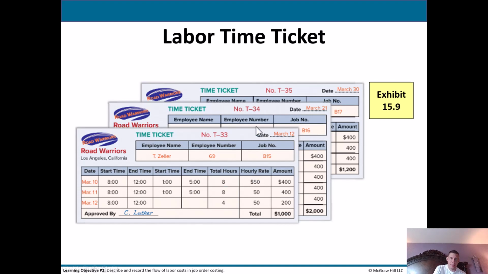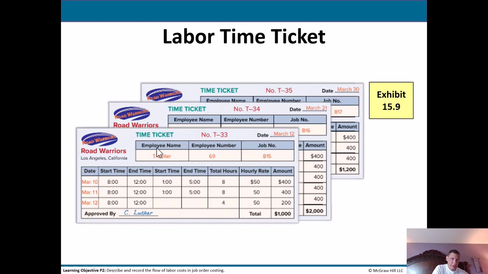So here we see an example of a labor time ticket, and kind of like I was saying about the materials requisition forms, don't take any of these to the bank. I mean, you go to work for a company, it's probably going to have the same kind of information on it, but their layout, their format, exactly what's on here may be a little different.